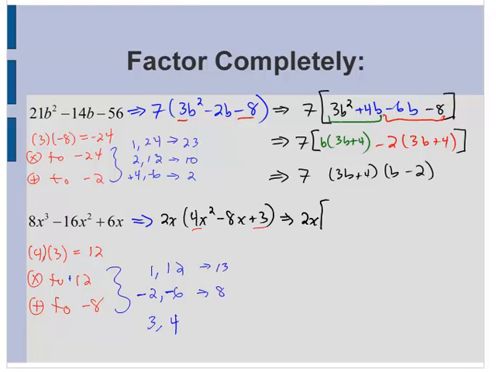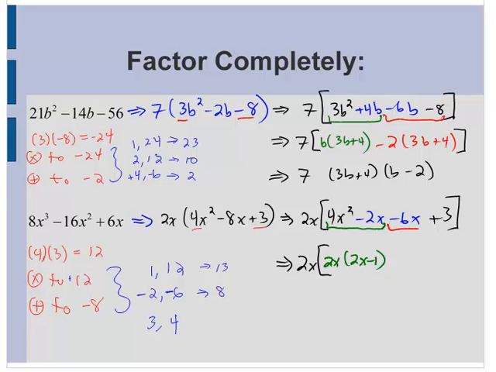So I'd have 2x, and again I'll use brackets for a moment. So I have 2x by 4x squared minus 2x minus 6x plus 3. Alright, so we have 2x by, let's see, 4x squared minus 2x, that's 2x times 2x minus 1, minus 6x plus 3, that would be minus 3 by 2x minus 1.